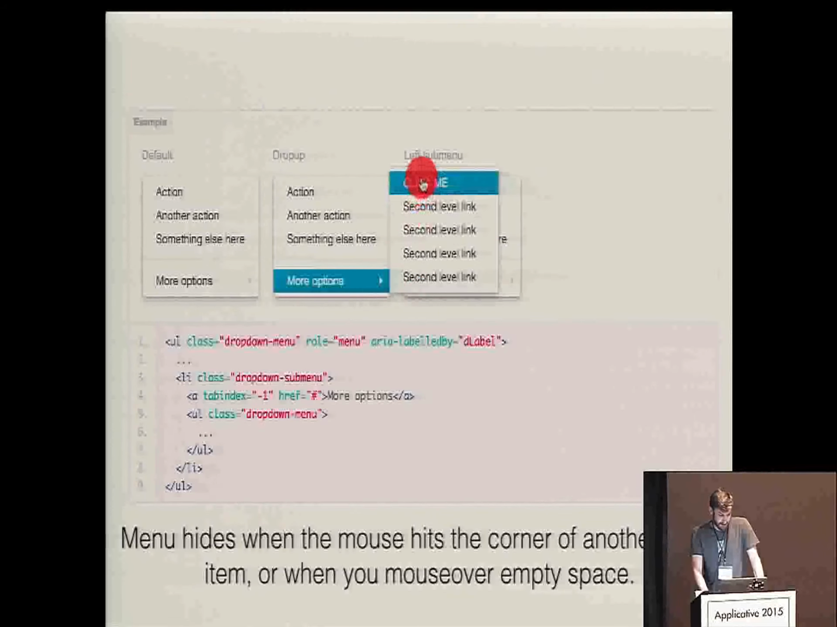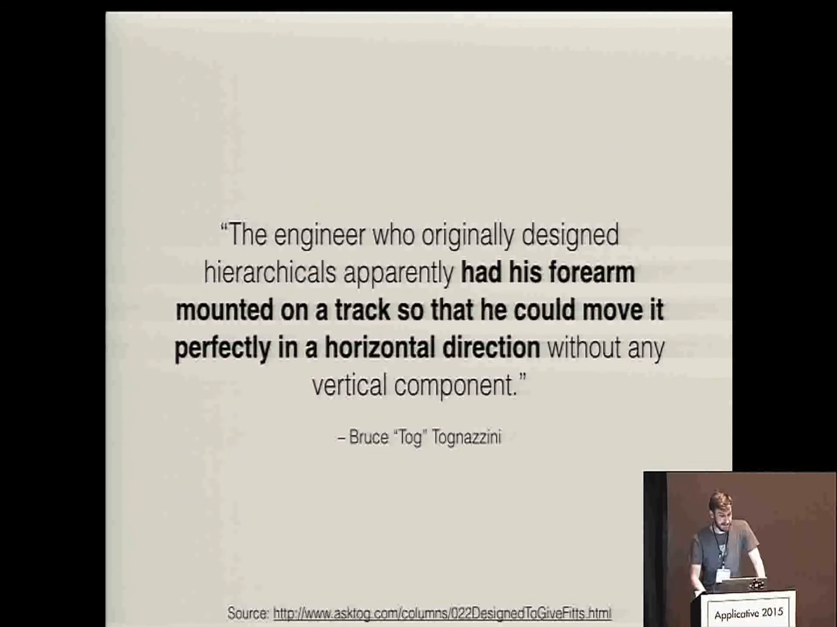This is annoying. So there's a quote on this by a guy named Bruce Tognazzini. He says, "The engineer who originally designed hierarchicals apparently had his forearm mounted on a track so that he could move it in a perfectly horizontal direction without any vertical component." Tognazzini is one of the fathers of HCI, human-computer interaction, which is like UX, user interface. He wasn't always the nicest person on the planet, but it's hard to argue with him there.